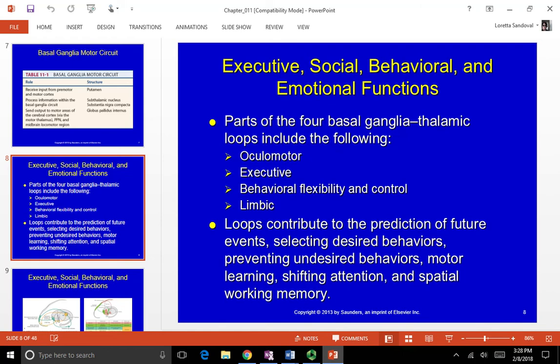They talk about the loops, which are information loops or neural loops from the basal ganglia to the thalamus that include four different loops: the oculomotor loop, the executive loop, the behavioral flexibility and control loop, and the limbic loop. The loops contribute to the prediction of future events and selecting desired behaviors and preventing undesired behaviors. They contribute to motor learning, shifting attention, and spatial working memory.